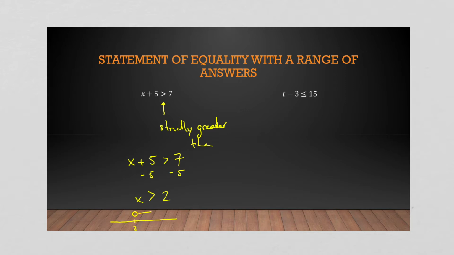But then it can be anything greater than 2. So it can be anything covered by that arrow. Any value greater than 2 satisfies that inequality. That is what an inequality means. We have a range of potential answers. So let's look at the next one.